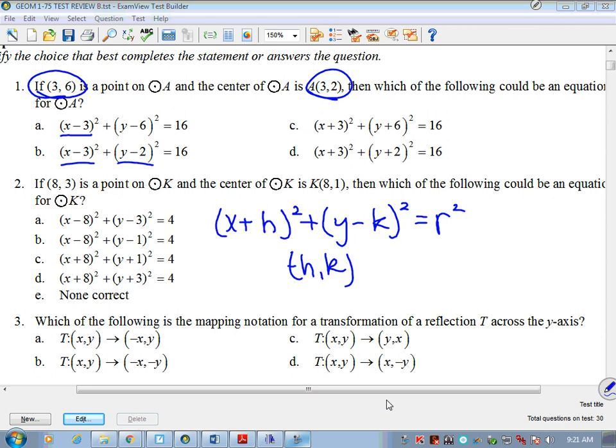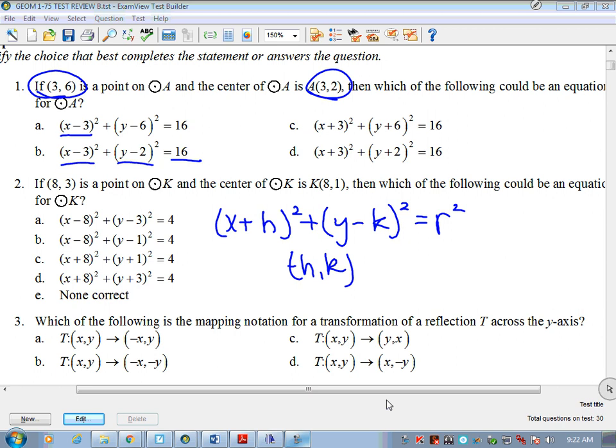So I could find a distance from 3, 6 to 3, 2. We could use the distance formula, but notice that my x values are the same. So is there any distance between 3 and 3? No. What is the distance between 6 and 2? 4. Notice that my radius is 4. What do I do with my radius? What's 4 squared? 16. So that's how I get 16. So you ought to be able to look at that, and if you had to, write the equation of a circle with no multiple choice options. I'm only getting like 2 people confirming that.